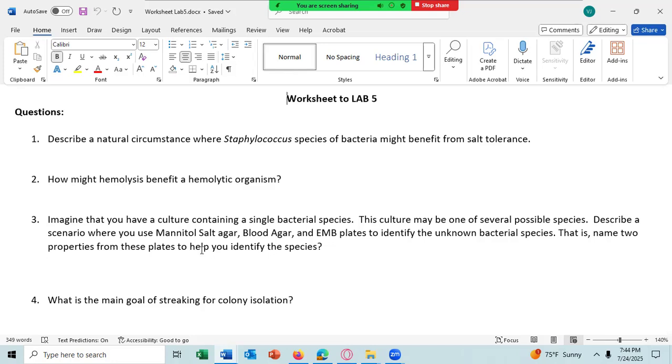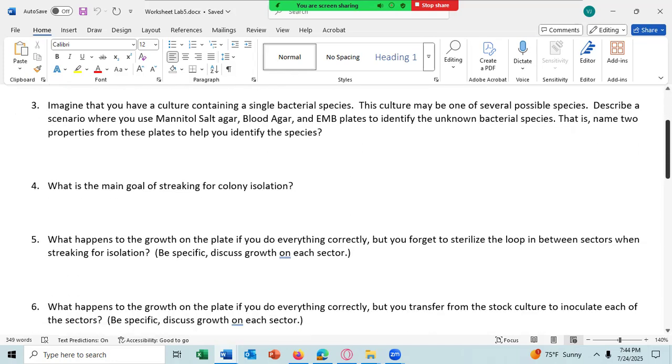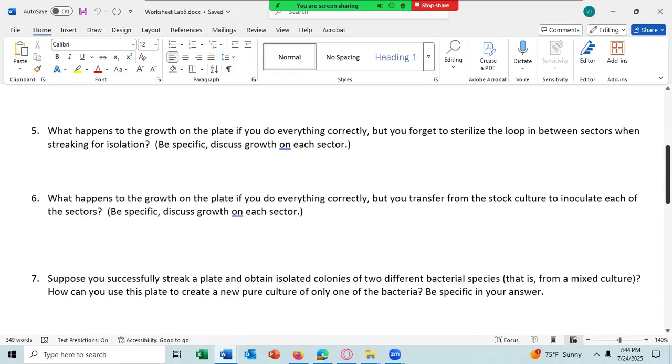All right, number 4, what's the main goal for streaking for colony isolation? That is stated in this lab. And number 5, what happens to the growth on the plate if you do everything correctly, but you forget to sterilize the loop in between sectors when streaking for colony isolation? You need to be specific, discussing the growth on each sector.